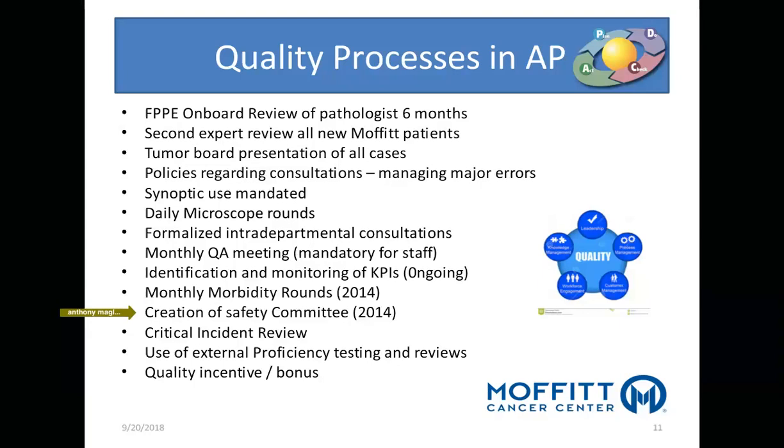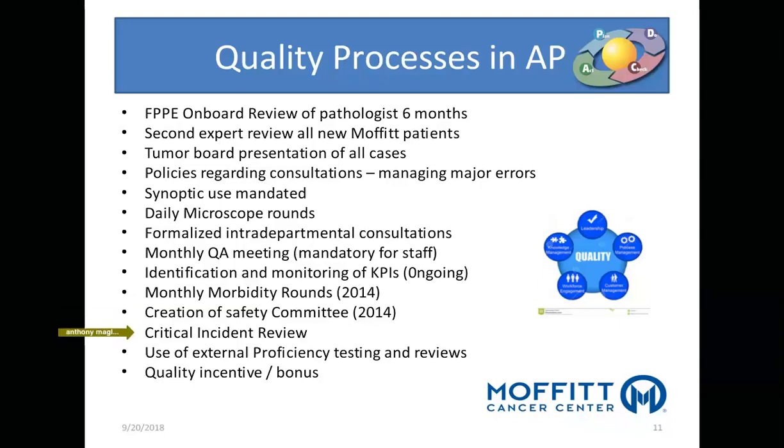In our department, we also created a safety committee. This committee works independently of the administration. So members of the committee do not hold formal positions in the department. They are there to review incidents and to make recommendations regarding how to improve processes within the department. And this is a really valuable committee that we use fairly frequently when a concern does arise.